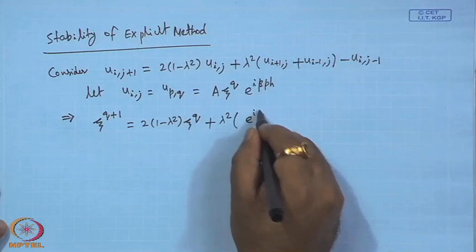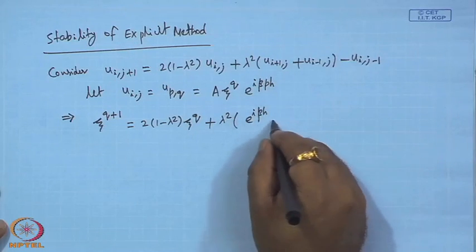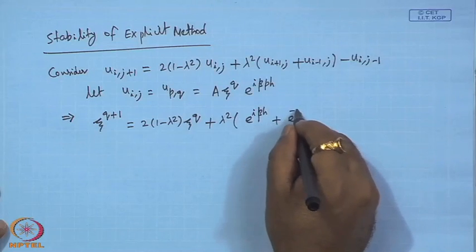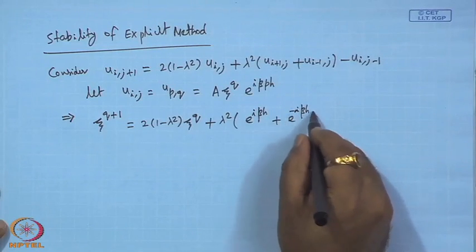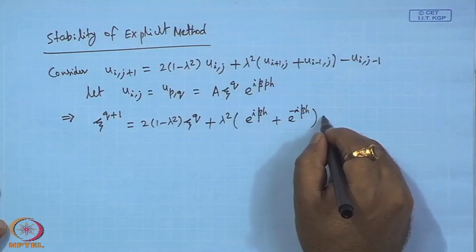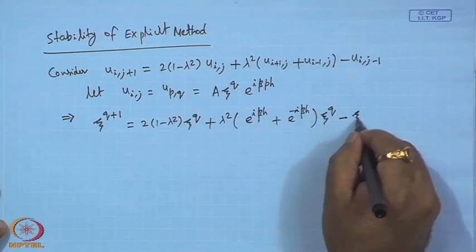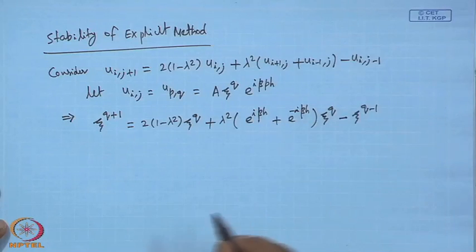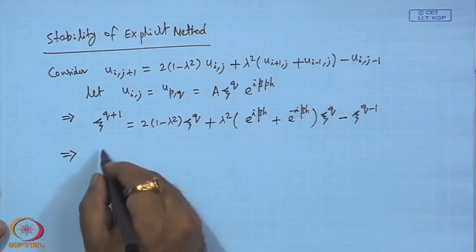Then we are left with one term here with the positive and then one term here with the negative. Okay. Then we have because of this. So, this further can be simplified.